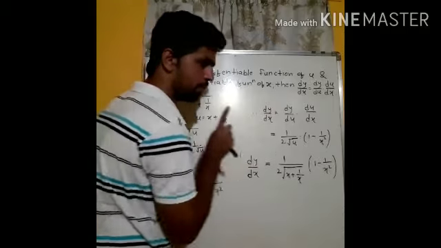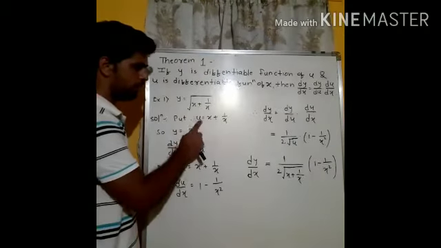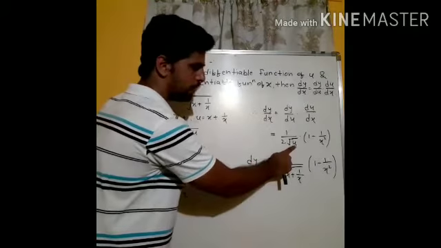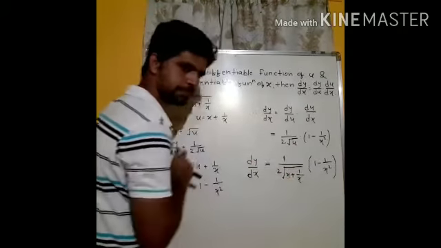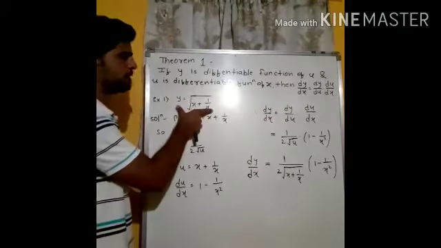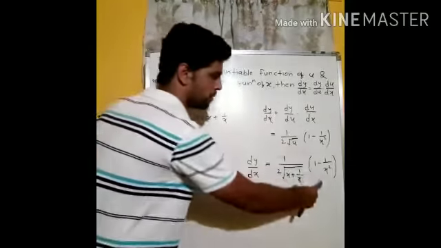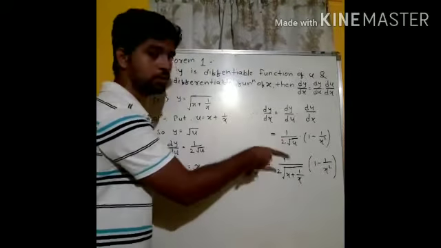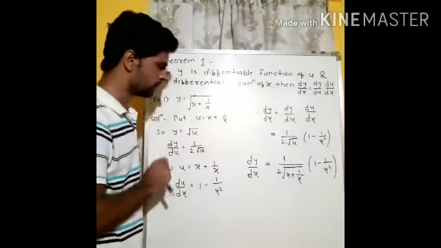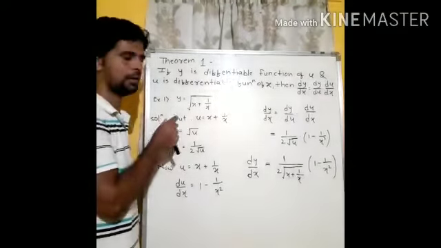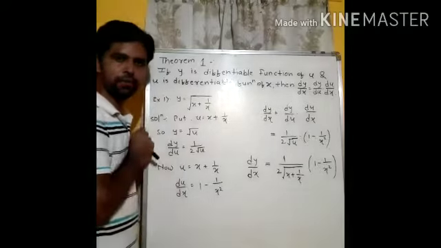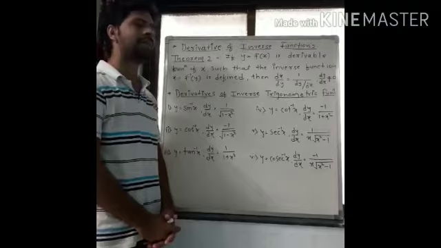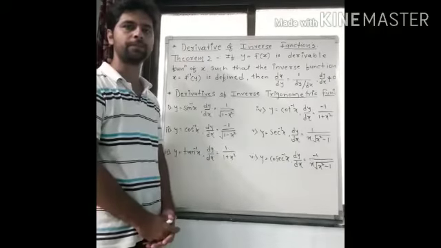Right? But don't forget, u was nothing but x plus 1 by x. So we have to resubstitute that. U will be replaced by x plus 1 by x. Because your original function was in terms of x, your final solution should be in terms of x, because we are finding dy by dx, so your answer should be in terms of x only. Okay, so this is how we use this substitution method to find the derivative of this function. Okay, getting?